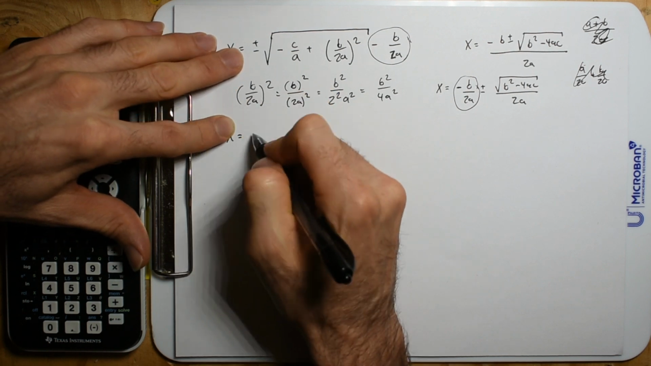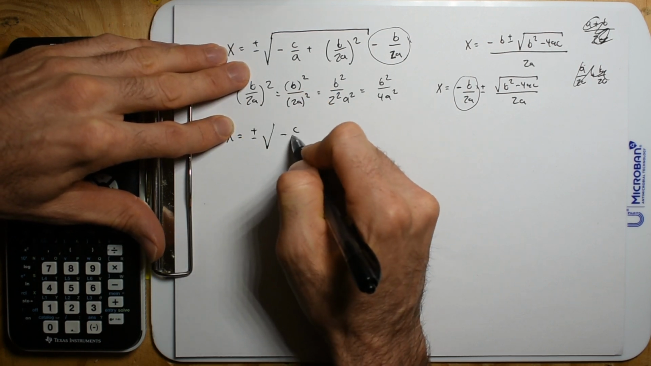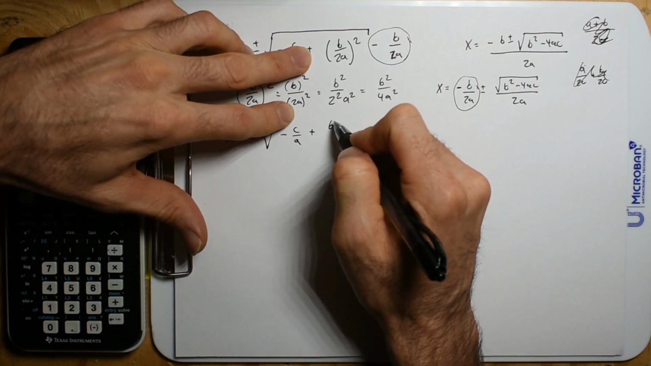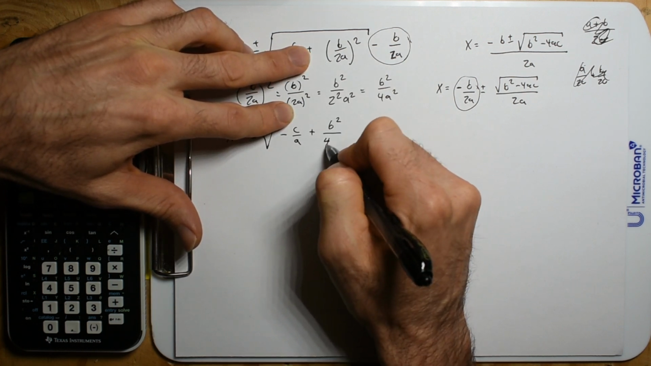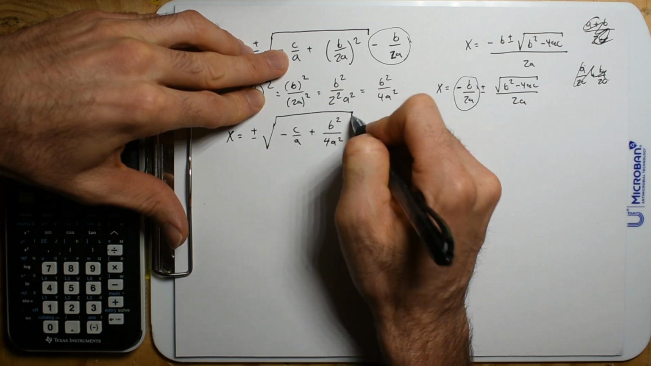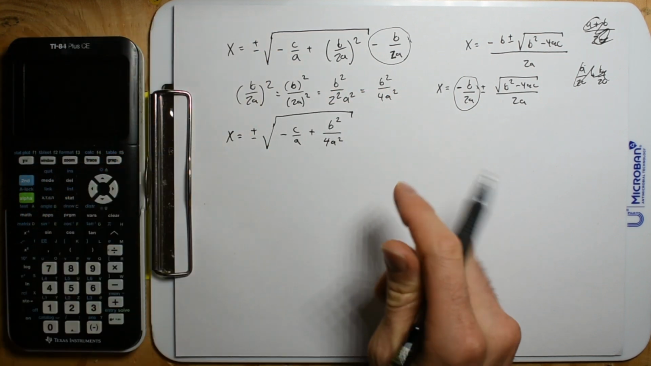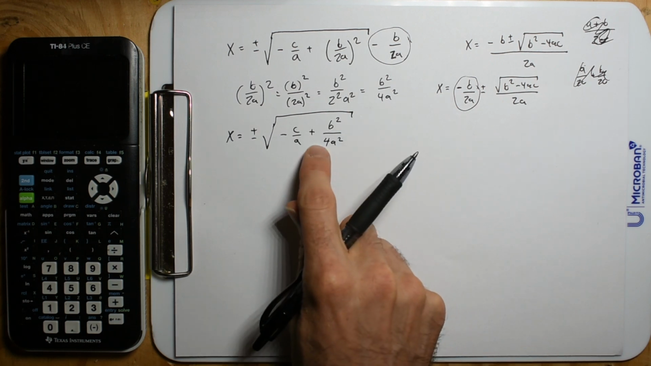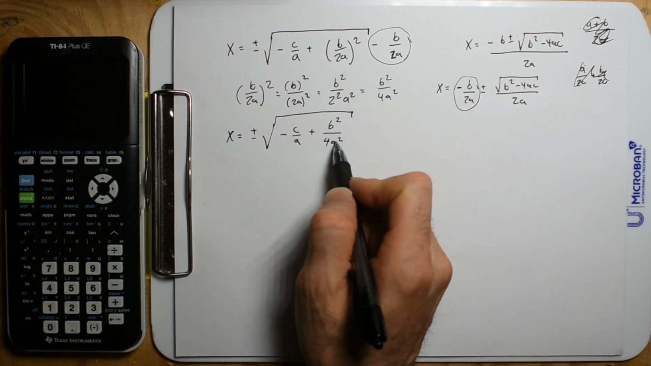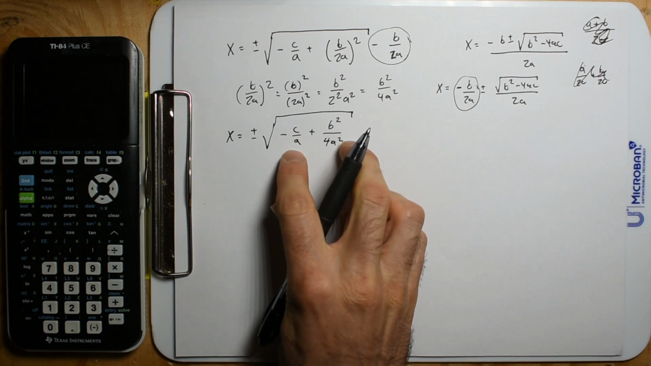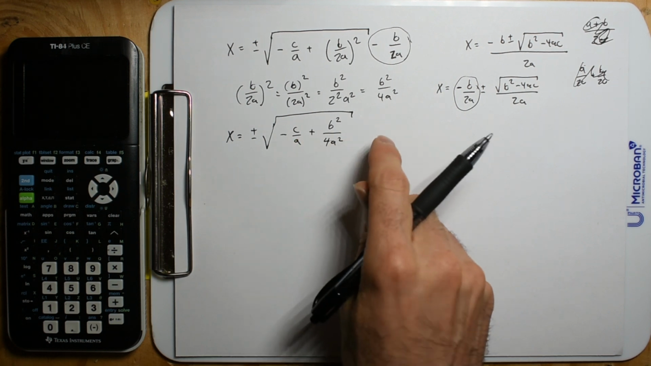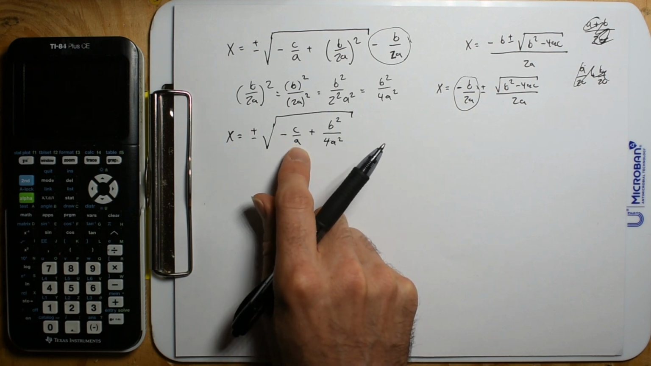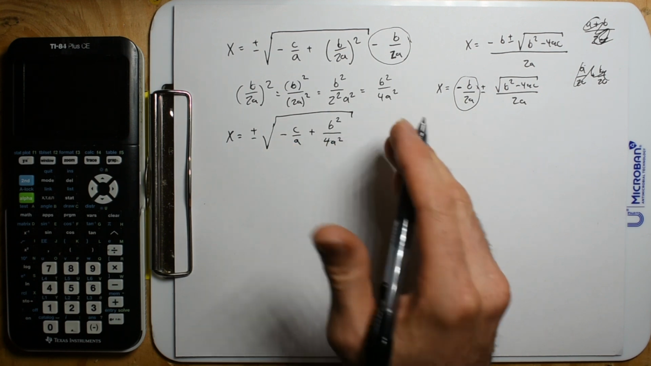So let's do that. So we have x is plus or minus the square root of negative c over a, plus b squared divided by 4a squared. Okay, sweet. So now we're using that same thing of, hey, we need to get the denominators to look the same, because the only way to actually get something out of the square root is if it's a product.